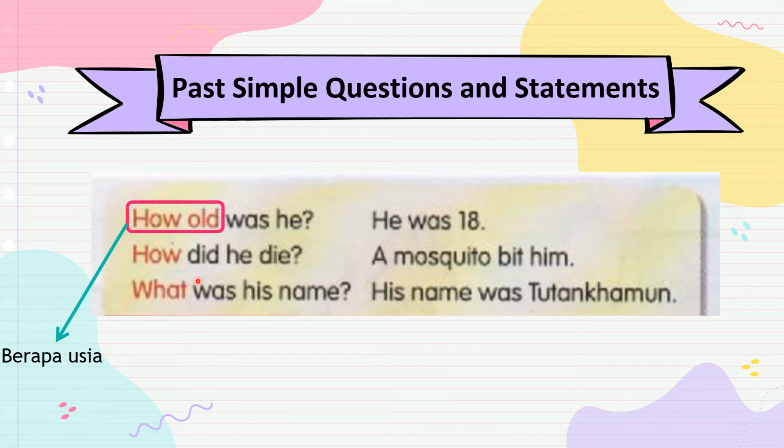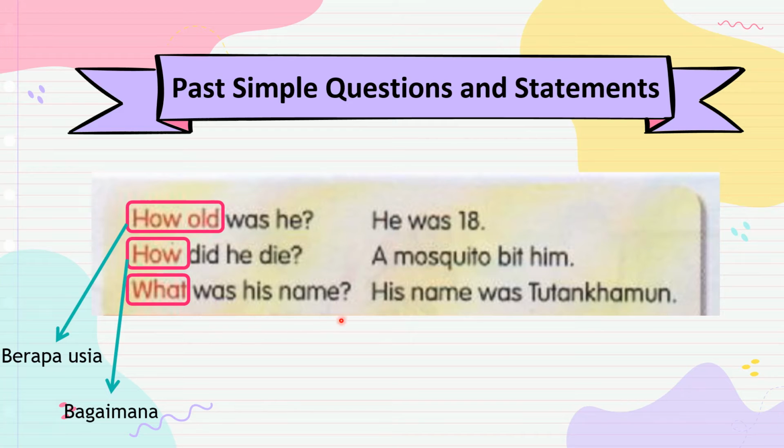Okay, next, number 2, how did he die? Look at the word how here. The meaning of how is bagaimana. How did he die? Bagaimana dia mati? A mosquito bit him. Seekor nyamuk telah menggigitnya. So, kalau nak tanya soalan tentang bagaimana, we use the word how.